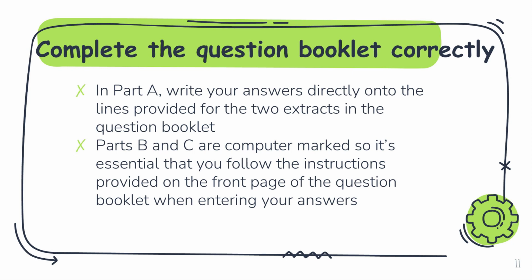Fourth, complete the question booklet correctly. In Part A, write your answers directly onto the lines provided for the 2 extracts in the question booklet. The length of the line should be sufficient to write the correct answer. Parts B and C are computer marked, so it's essential that you follow the instructions provided on the front page of the question booklet when entering your answers.